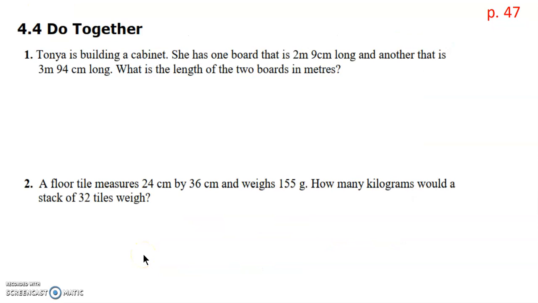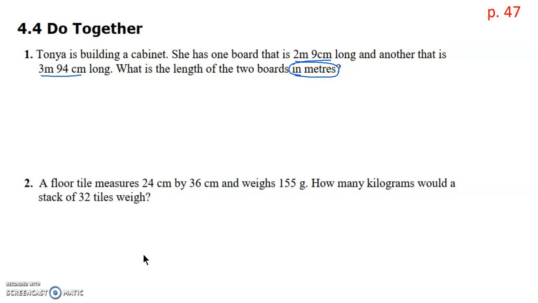For the do together, number 1, Tanya is building a cabinet. She has one board that is 2 meters 9 centimeters long and another that is 3 meters 94 centimeters long. What is the length of the two boards in meters? So we want to have the length in meters, so that means we're going to have to convert the centimeters. What I'm going to do for this problem, and it may be different than you, is add the numbers as they are and then convert after the fact. The other option is to convert your centimeters right away and then add.